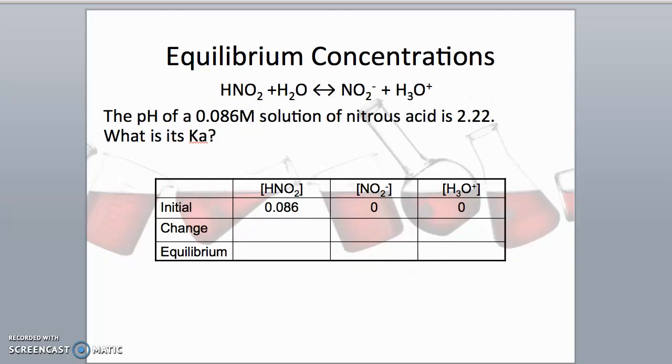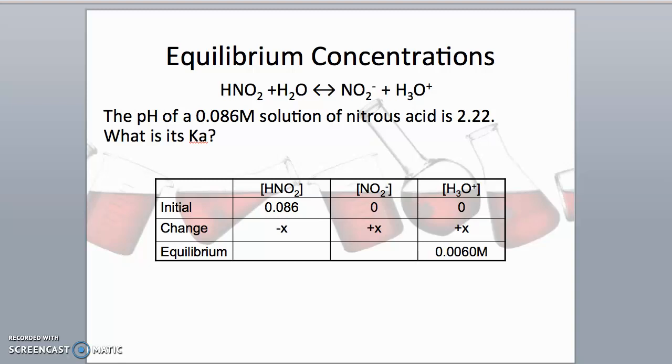The molarity given is the initial concentration for HNO2. Initially, the products are 0 unless otherwise specified. We represent the change in terms of x. In this example, since our products are at 0, we know they will increase. So this change will be plus x. The HNO2 will decrease as the reaction goes to equilibrium.